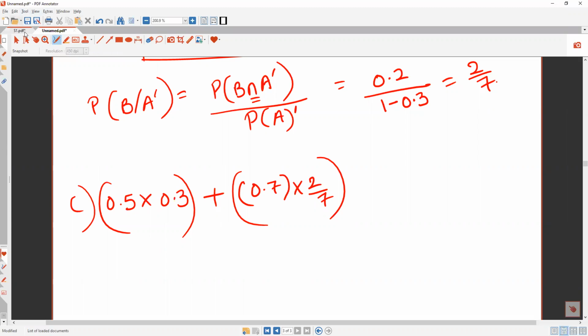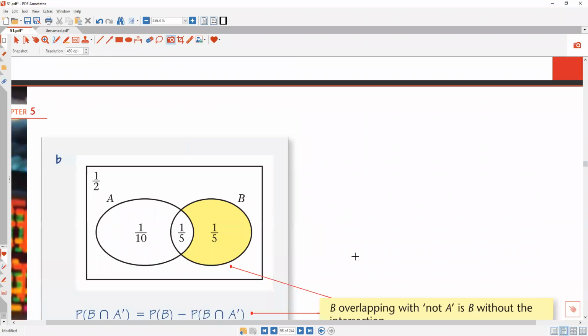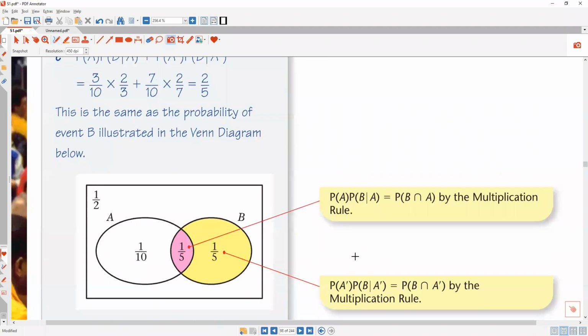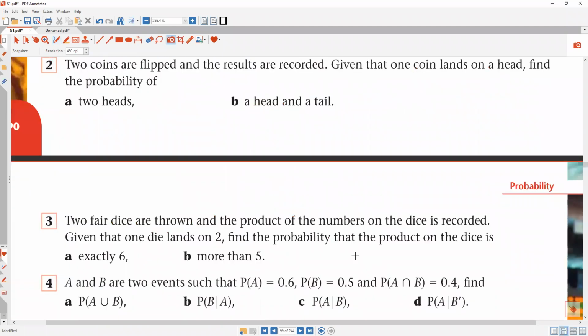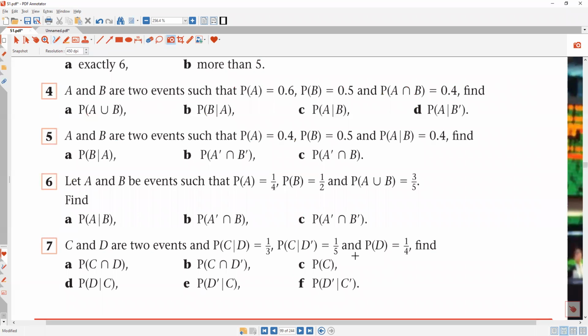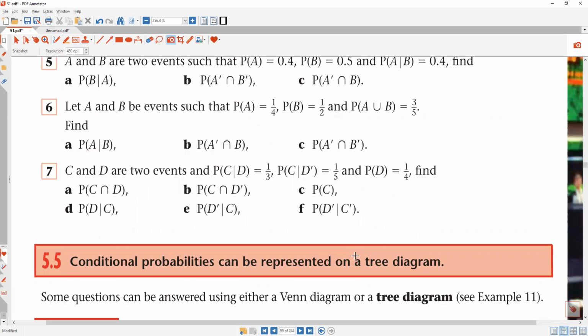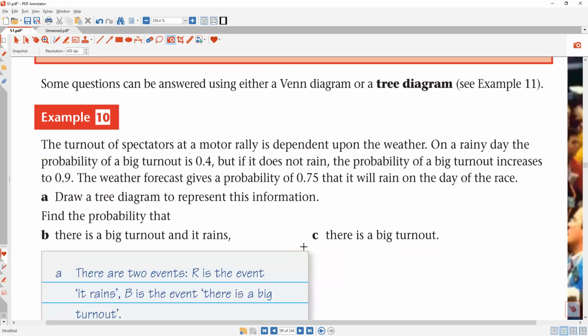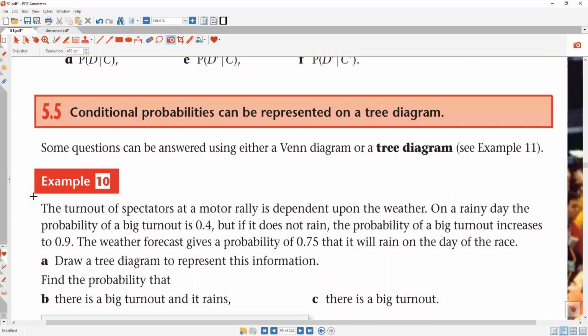Okay, now let's go to the next one. Next question. B part এটা হয়ে গেছে আমাদের. Now we will do the tree diagram. Okay, let's do this tree diagram concept over here.